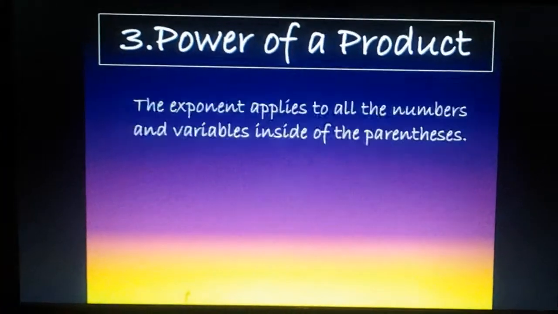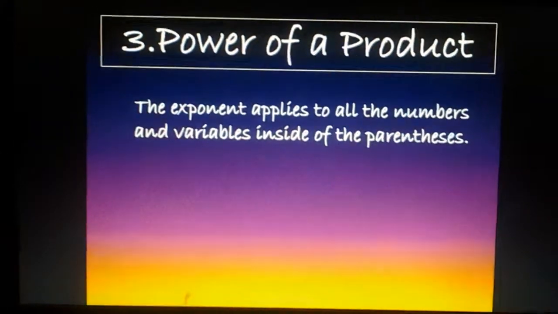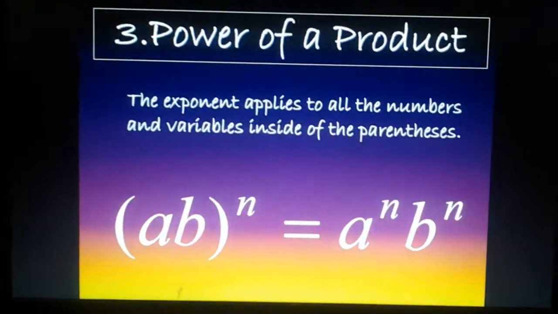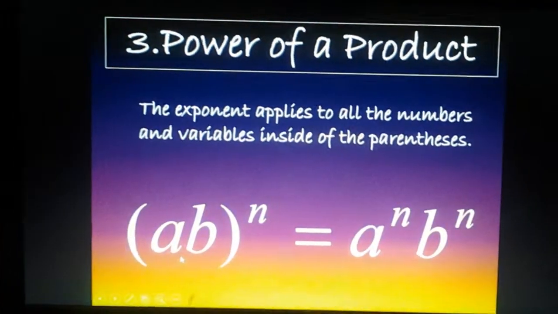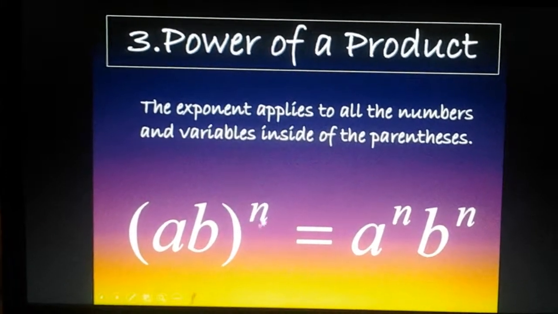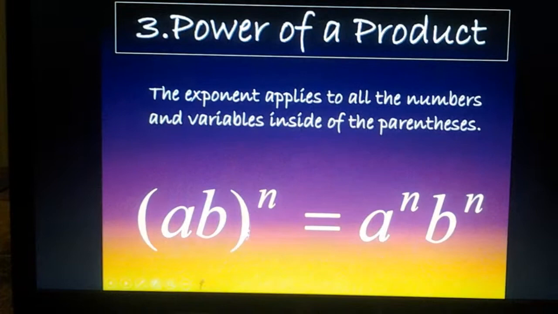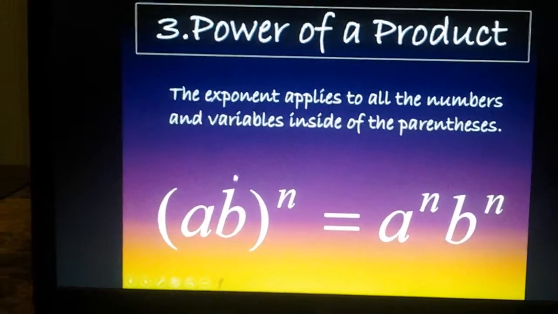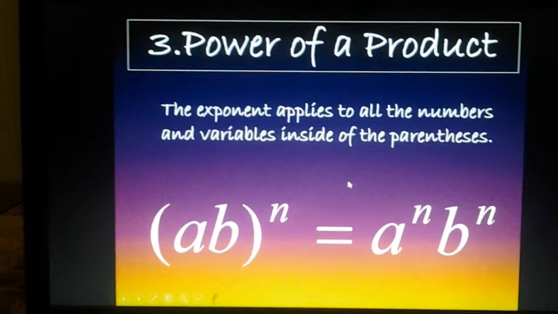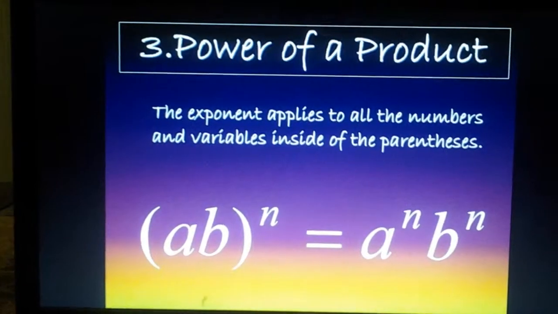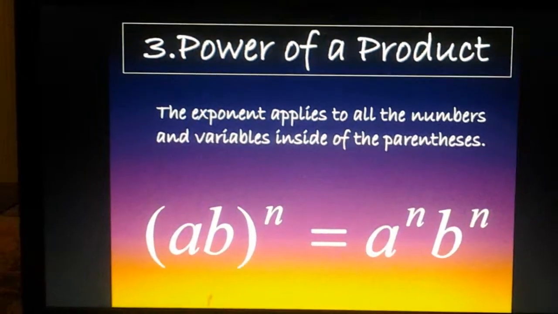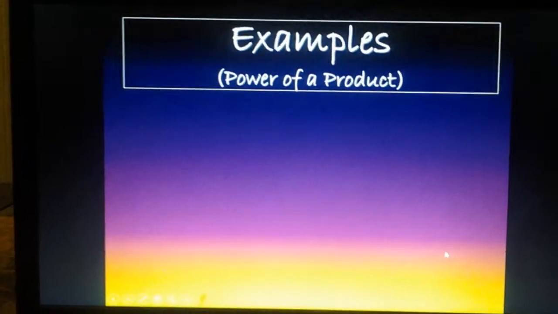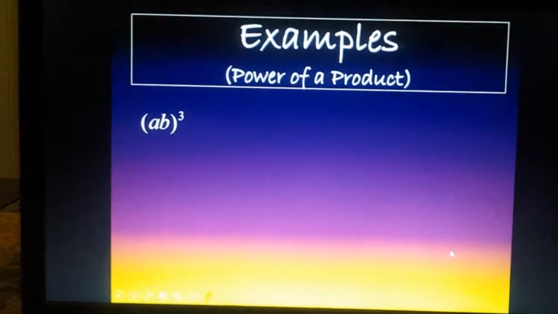Now, the power of a product. The exponent applies to all the numbers and variables inside the parentheses. If you notice, I have 2 variables that are my bases. If I look at this exponent of n and I multiply it, there is no base attached to it, so you simply do one thing. That word starts with a D. What is that word? You guessed it, distribute. You're going to distribute the power to both bases. So here are some examples.